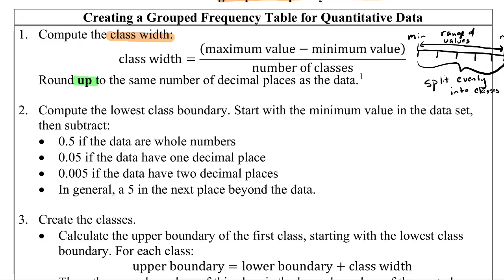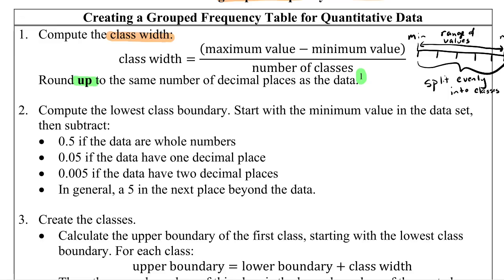Now, technically, I've got this little footnote here. That footnote says the class width always has to be bigger than the result of this division. So if you don't have to round up, if you don't have to round at all, you need to add a little bit to it. We won't see that happen in this class, so this is not relevant to us. But keep in mind that your class width should always be a little bit bigger than that space size.